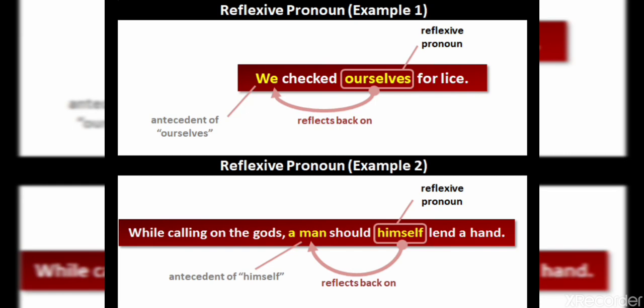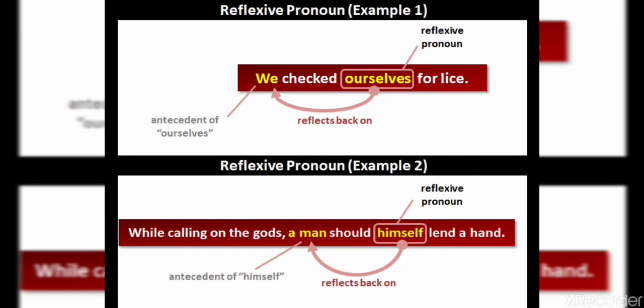What is meant by antecedent? The noun that is replaced by a pronoun is referred to as the antecedent. That definition is already given in our textbook. Here, the noun which is replaced by a pronoun is referred to as antecedent. In this case, we is the antecedent of ourselves.